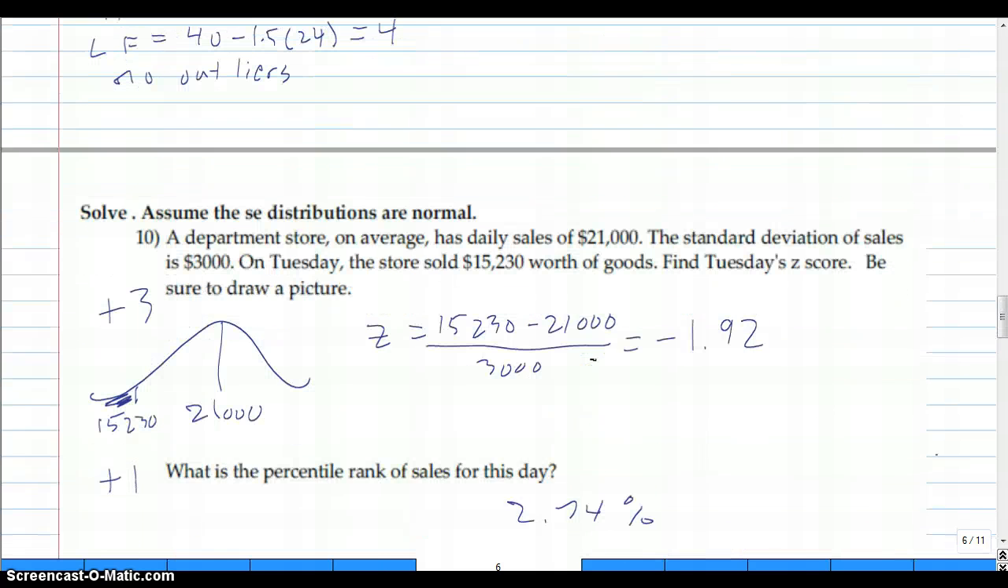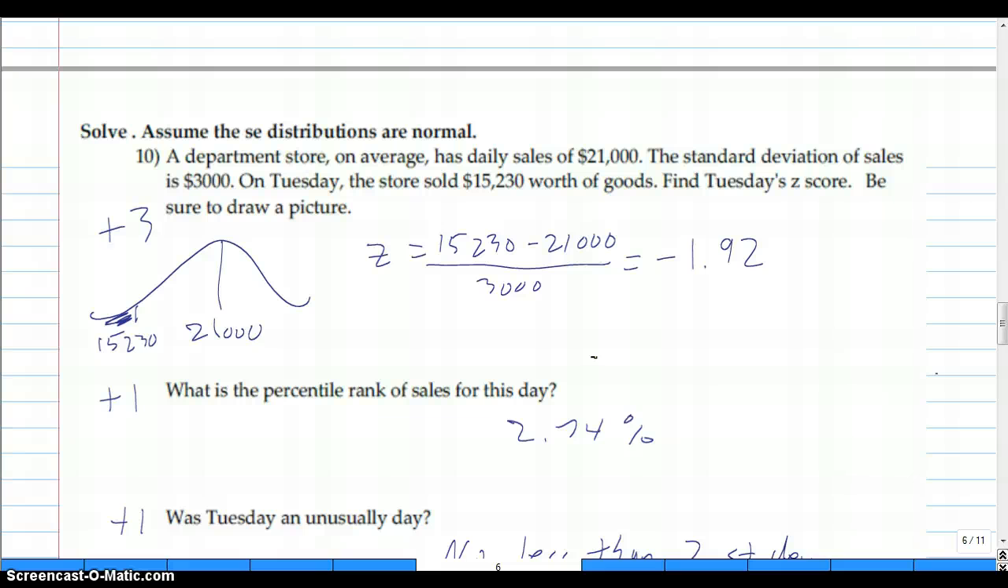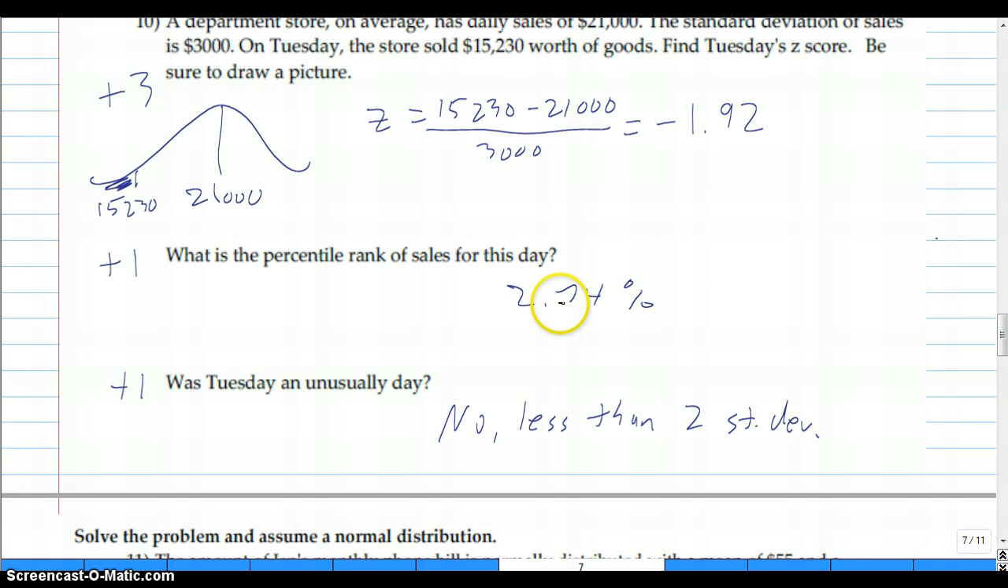On 10, this is the z-score one. Just find the z-score of this day, and it's negative 1.92 standard deviations below the mean. So you just find the difference in how much they made divided by the standard deviation. So what's the percentile rank? If you look up negative 1.92 on the z-table, you get 0.0274, and the z-table gives you the area below.